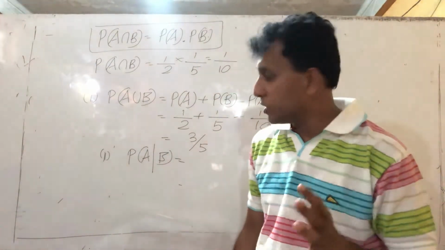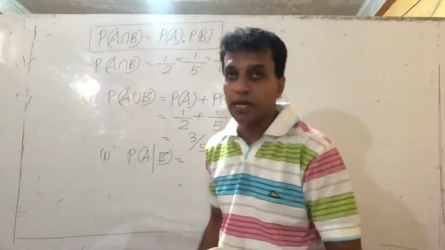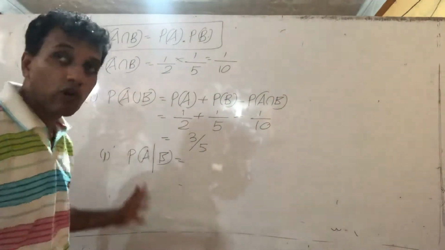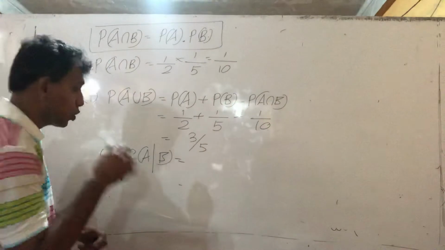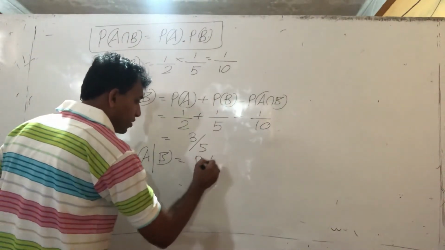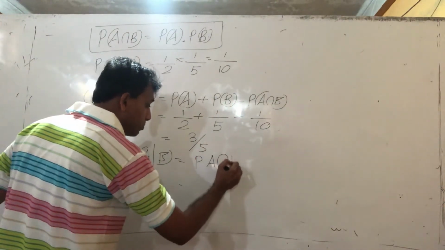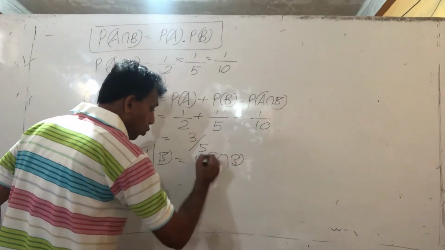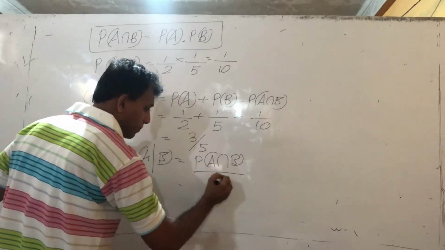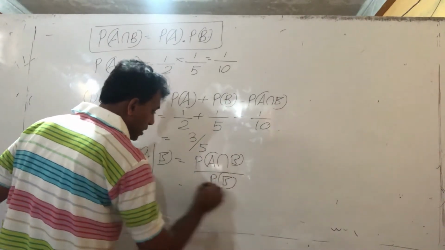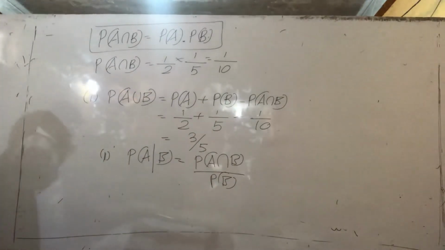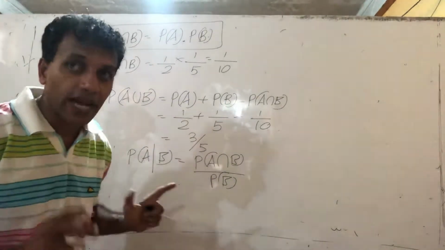That's what we call English medium. Probability of A given B. There's a definition for that. A given B can be shown as probability of A intersect B over PB. Is it okay? Is this the conditional probability theorem? It's the conditional probability idea, right?